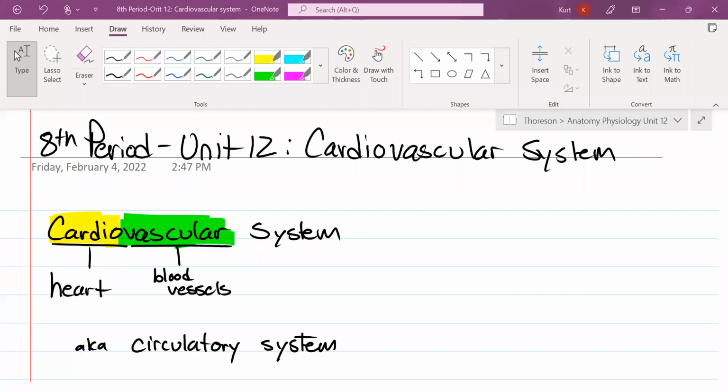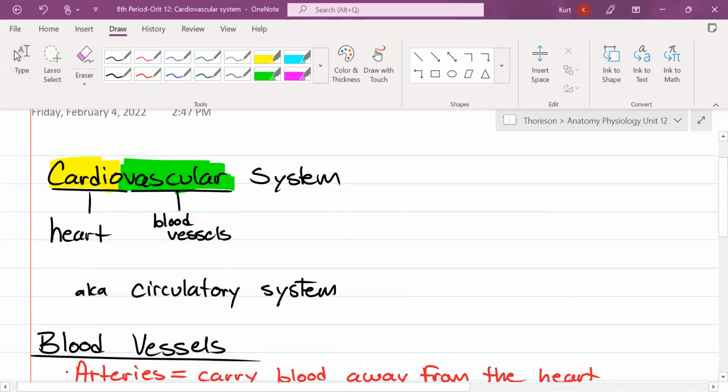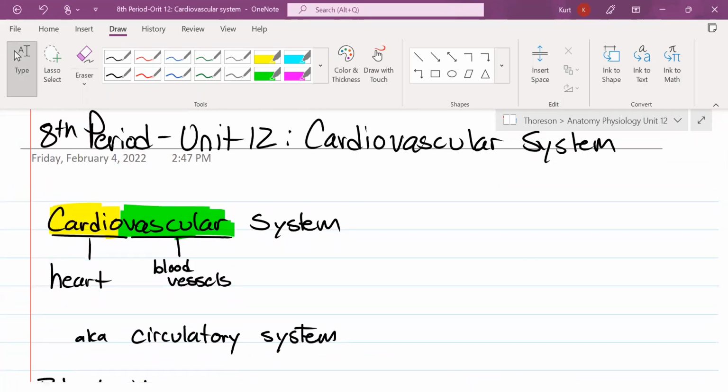Okay, today's the first lesson on the cardiovascular system. We've kind of gotten ahead of the game here, so I'm going to get you guys caught up if you're watching online. Cardiovascular is in reference to two different structures in your circulatory system. Your heart is the cardio, and the vascular refers to your blood vessels.